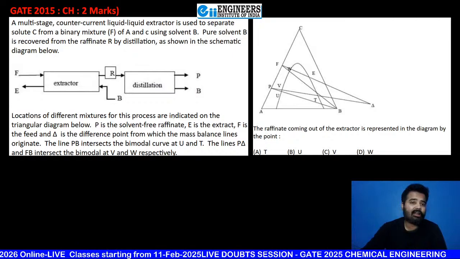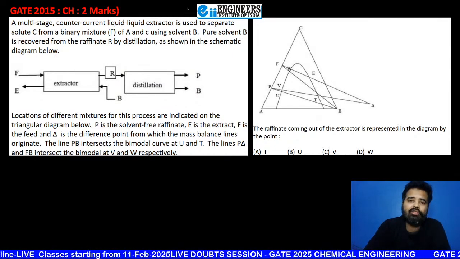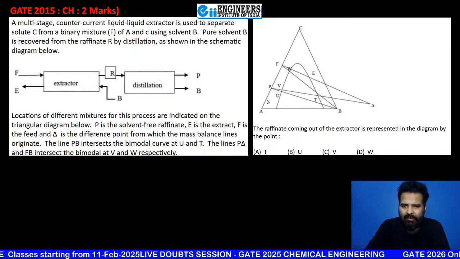Okay, so I will start with Kartis. Better see, Kartis, for your numerical, see this GATE 2015 2-mark question. I will solve this question in just a few seconds. Okay, very small time I will take.